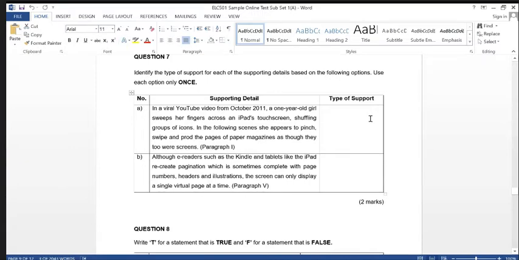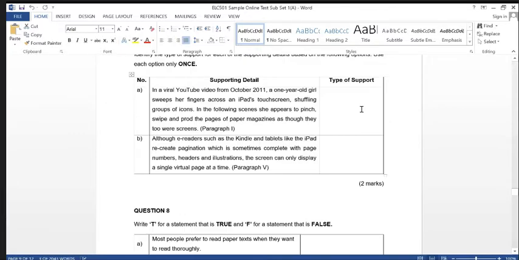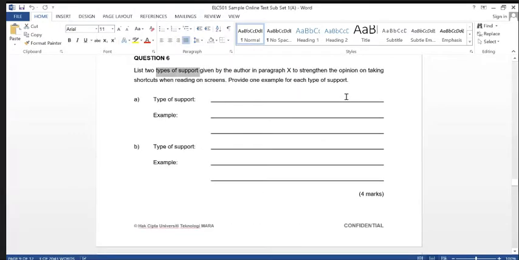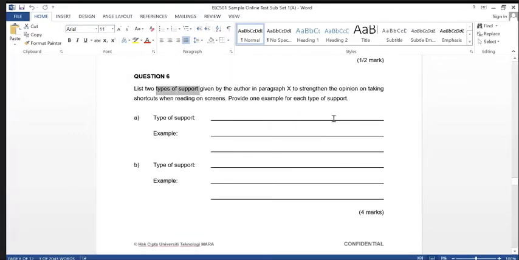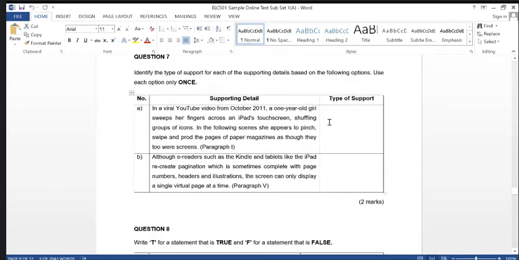Is this expert opinion? Is this observation? Is this an example or what? So you just write the answer here. 2 marks, meaning 1 and 1. Question 6 has 4 marks, a lot of marks. This is where you cannot miss any marks. I'll teach you afterward how to answer this. So 6 and 7 we have learned.